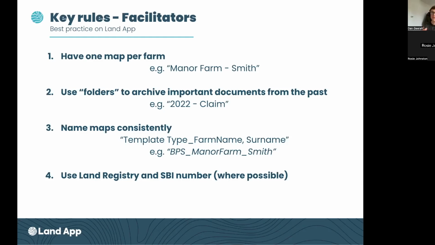And then finally, when defining a boundary, try to use both Land Registry and, for those in England, also an SBI number. Your Land Registry will include your entire red line boundary, including your buildings and, say, woodland blocks that you haven't declared to the Rural Payments Agency. Your SBI number, if you're in England, contains a lot of really valuable data that the RPA host in terms of land cover that you can build your plans on. So rule number 4: try and use both Land Registry and an SBI number rather than just one.